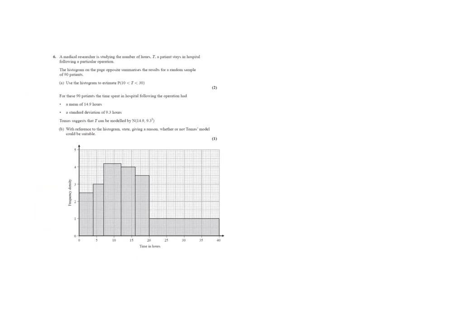Right, so for part A, we want the probability that the recovery is between 10 and 30 hours. So it's going to be a good old solid histogram question. You've got 90 patients, so it's going to be out of 90, isn't it? But let's find out how many patients fall into that.